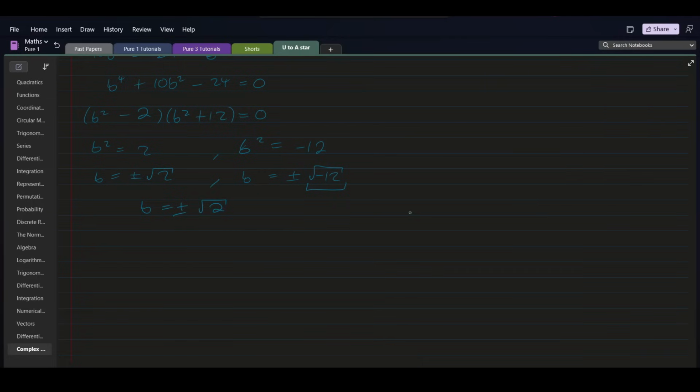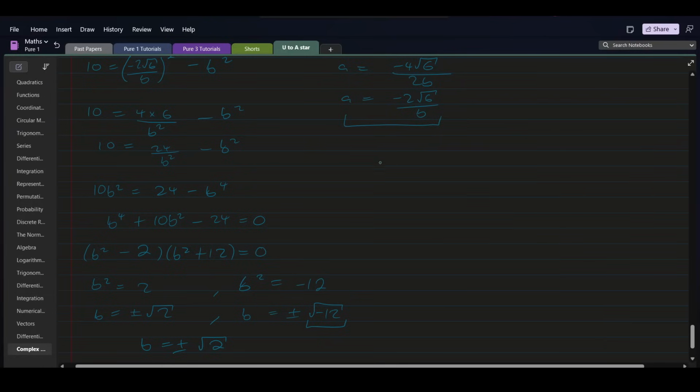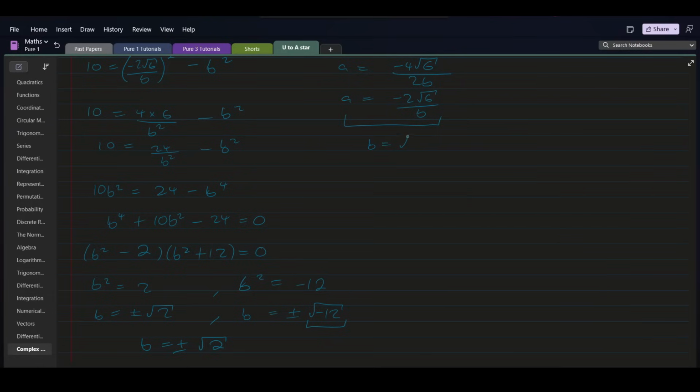Now we're going to use this to evaluate our values for a. We said a is equal to -2 root 6 over b. So we've got at b is equal to root 2, and at b is equal to negative root 2. Here a would be equal to -2 root 6 over root 2. Punch that into your calculator. It is -2 root 6 over root 2, and that will give us -2 root 3. And then at b is equal to -root 2, we have a is equal to -2 root 6 over -root 2, and this would give us a is equal to positive 2 root 3.